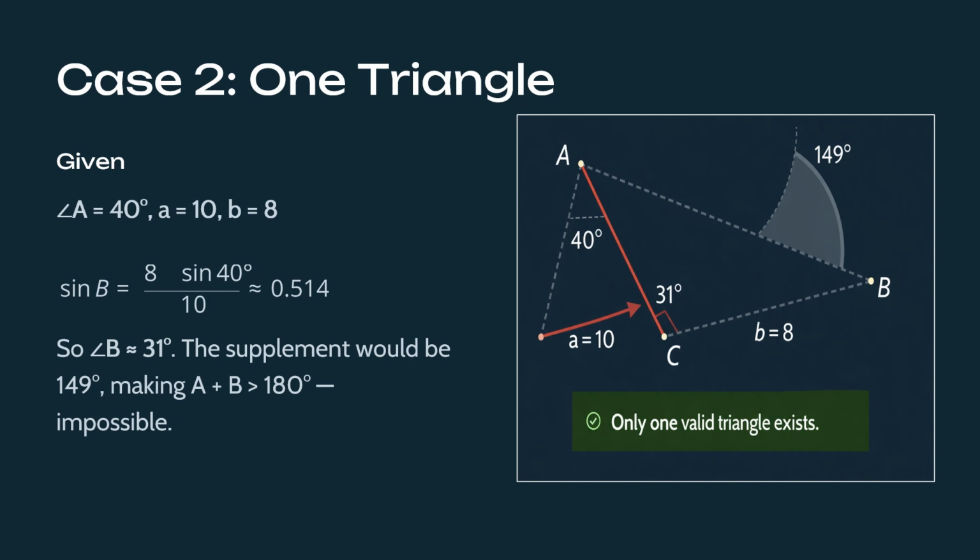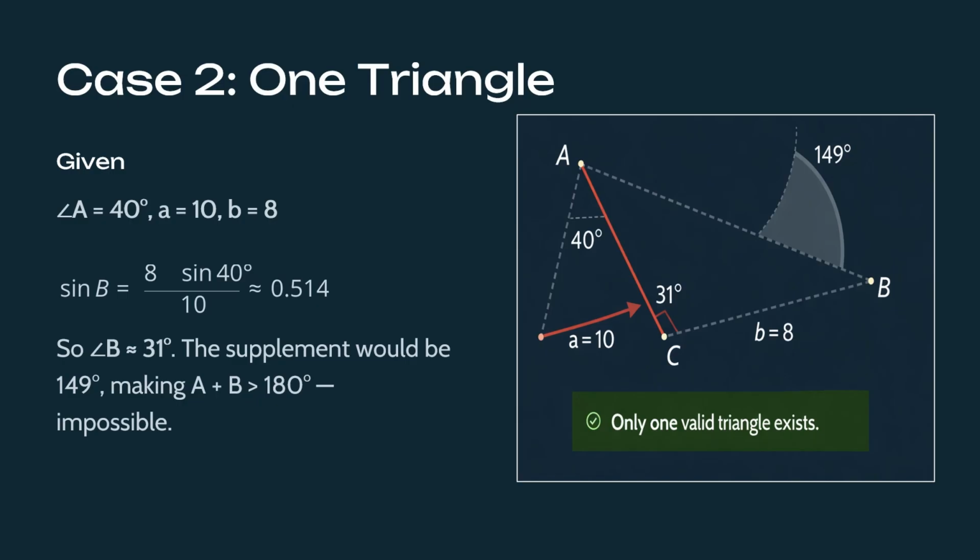But here's the catch. If we add angle A, which is 40 degrees, and angle B, which is 149 degrees, the total is 189 degrees, which is greater than 180 degrees. That's impossible in a triangle. So only the acute angle works, and we end up with just one valid triangle.